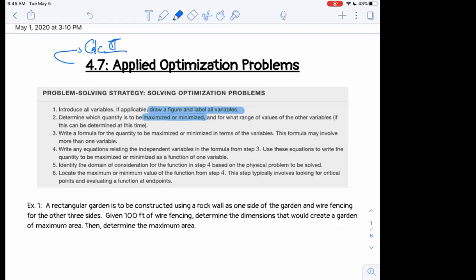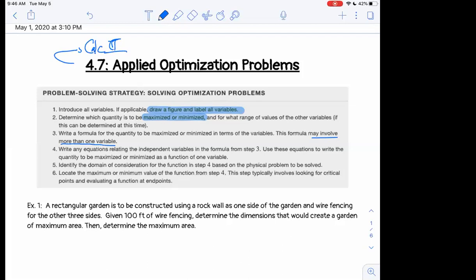Step 3, write a formula for the quantity to be maximized or minimized in terms of the variables. The formula may involve more than one variable. And this more than one variable situation, that's what you're going to learn how to handle in Calc 3. Sometimes people call Calc 3 multivariable calculus because you study how to answer these problems with more than one variable. However, we are in Calc 1, which is often called single variable calculus. So we're going to learn another way to deal with having more than one variable.